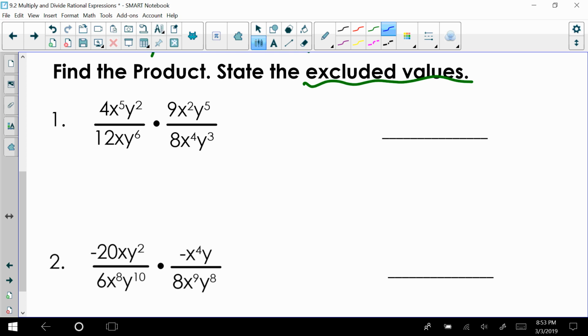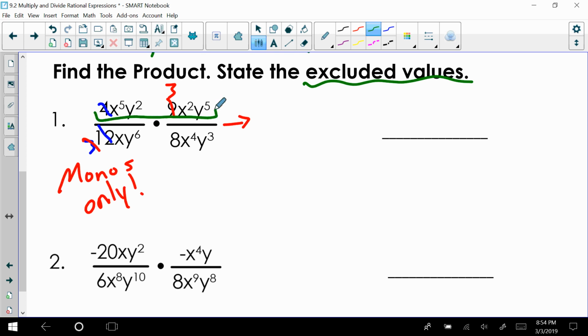Right, so here at the start, when you have monomials like this, before I did a bunch of canceling. Here with monomials, I actually think it's much easier to just do the numbers first. So 4 and 12 makes this a 3. This 3 and this 9 cancel, making this a 3. First thing I want to do is that. Then, only with monomials, I'm going to just take the tops times each other. So I would have what? 3x to the fifth times x squared would be x to the seventh. y squared times y to the fifth is y to the seventh.